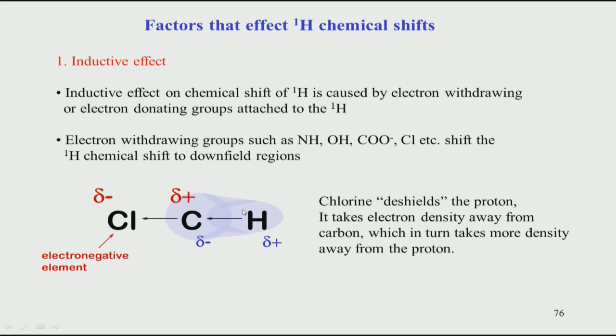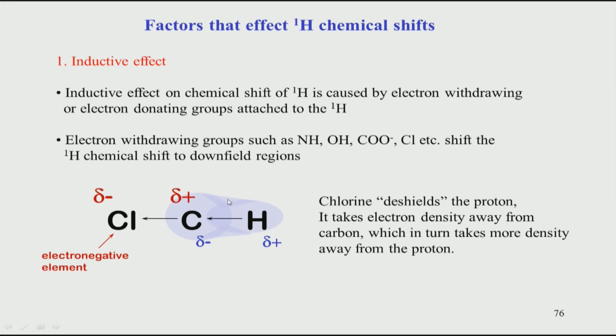So, essentially chlorine is pulling the electron cloud towards itself because of its strong electronegative nature, and the electron density around this hydrogen is reduced. If you recollect, in one of the classes we discussed that the chemical shift comes because the electrons around the hydrogen atoms shield this hydrogen nucleus, the proton, from the main magnetic field. But now if I remove this electron density, the shielding effect is reduced. Therefore, we use the word de-shielding. So, we say that chlorine de-shields the proton because it takes away the electron density from the carbon, which in turn takes away the density from the proton.